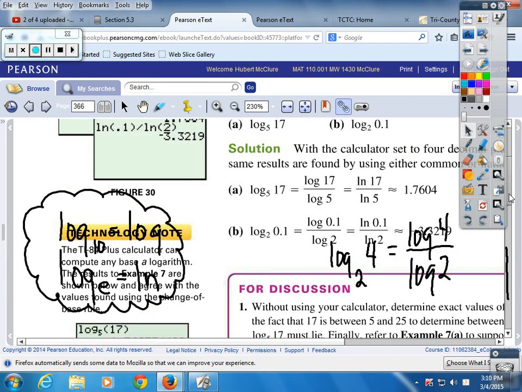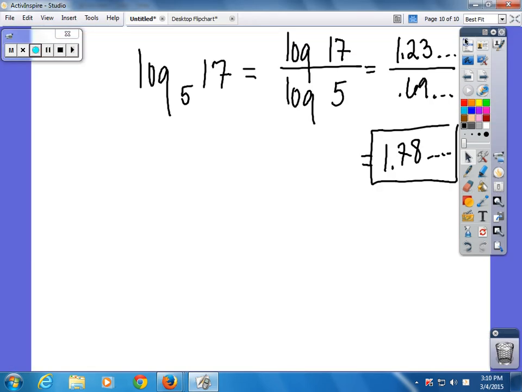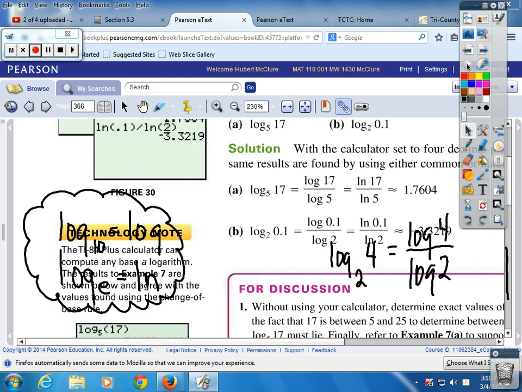What did we get? Did we get 1.76? Okay. Well, Mr. Pruitt led me astray, but anyway, that's okay. That's close enough for government work. And this one would be the log of .1 over the log of what? So I'm not gonna spend a lot of time on that.